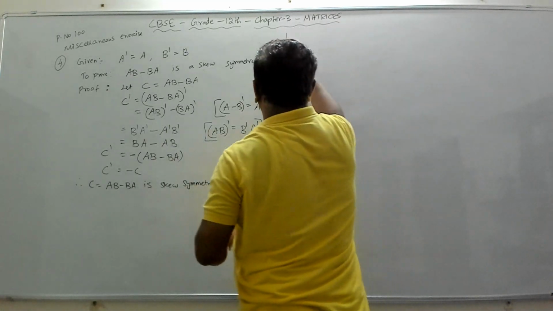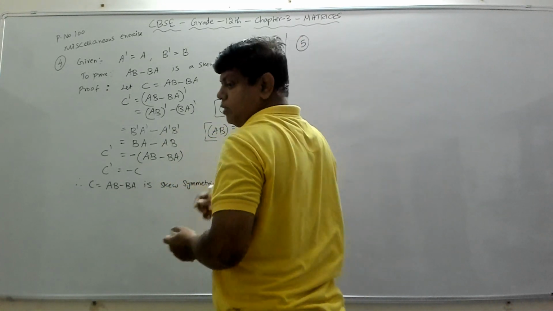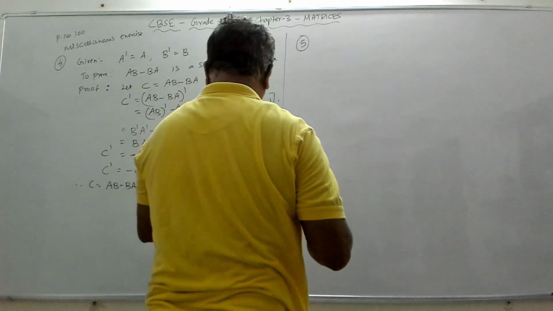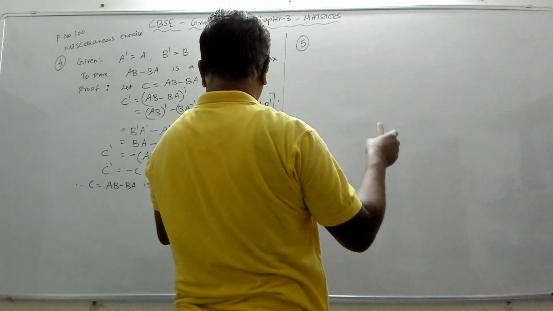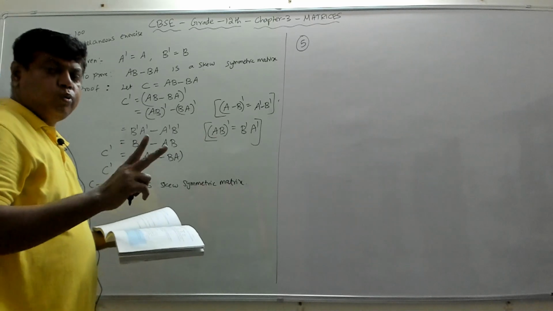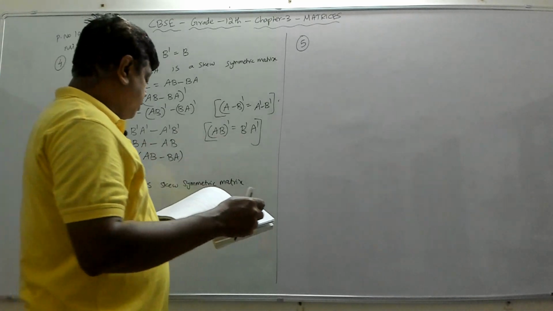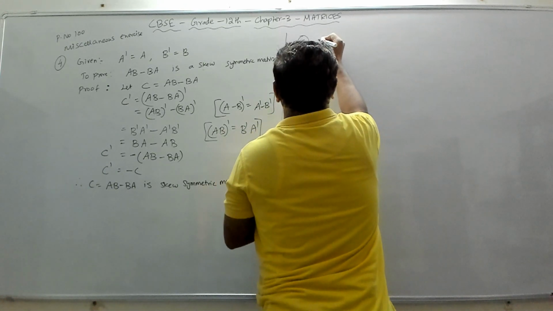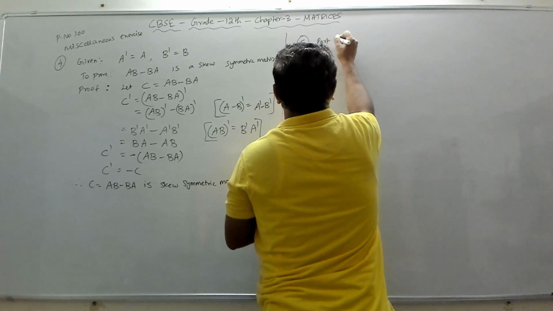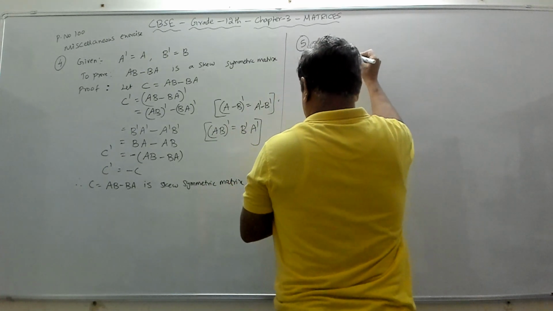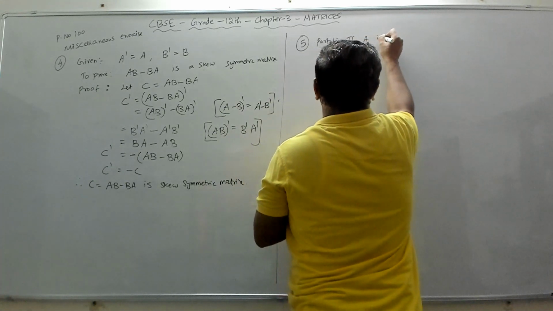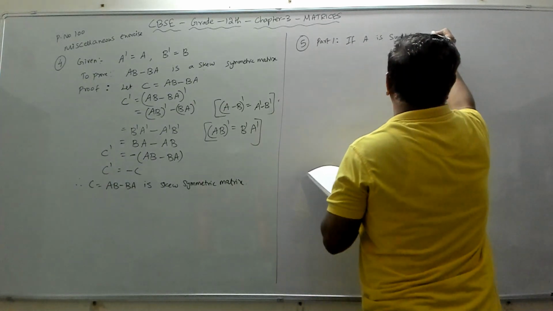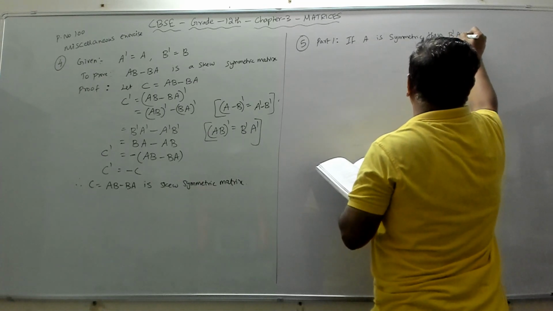The next one is the fifth problem. What is given is: show that B transpose A B is symmetric or skew symmetric, accordingly as A is symmetric or skew symmetric. So it has two things that we need to prove. Part one: if A is symmetric, then we should prove B transpose A B is symmetric.